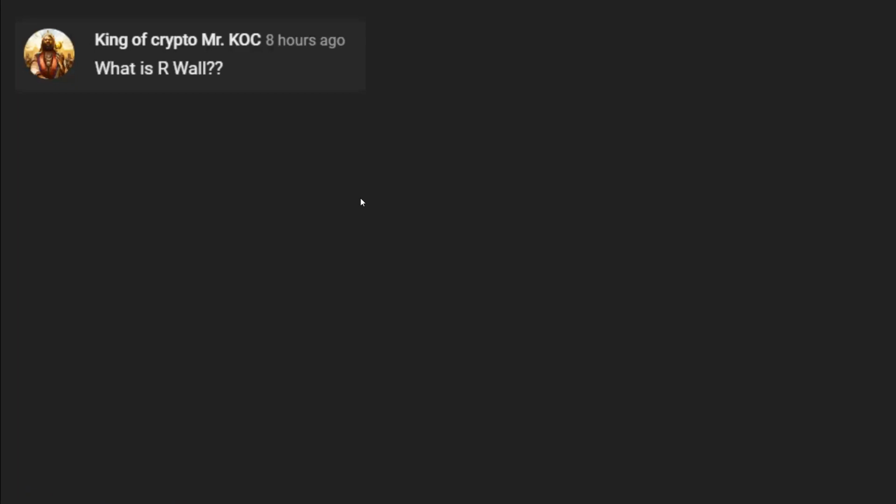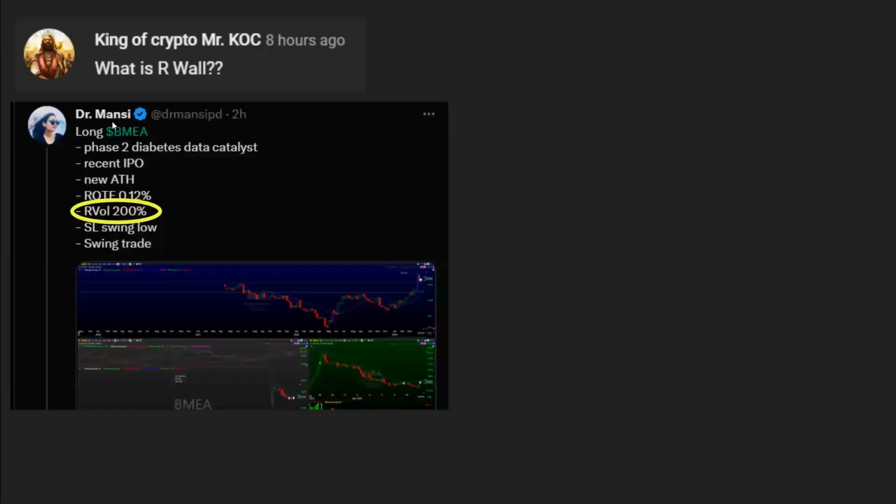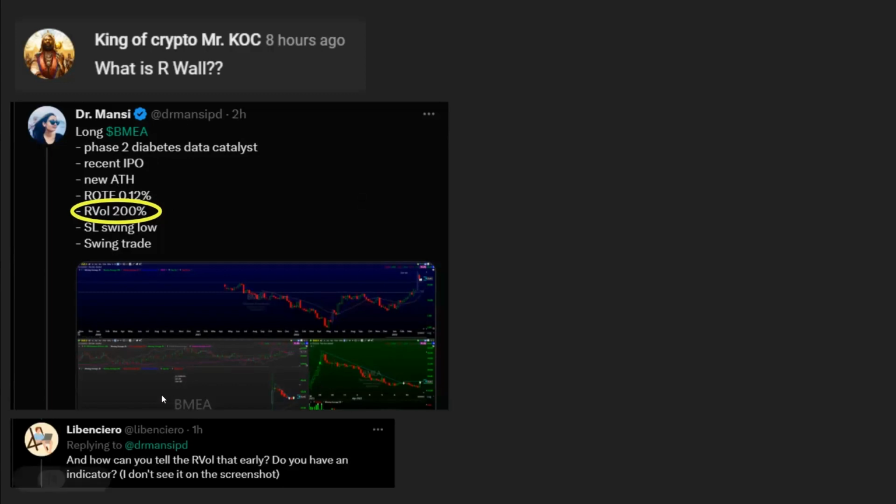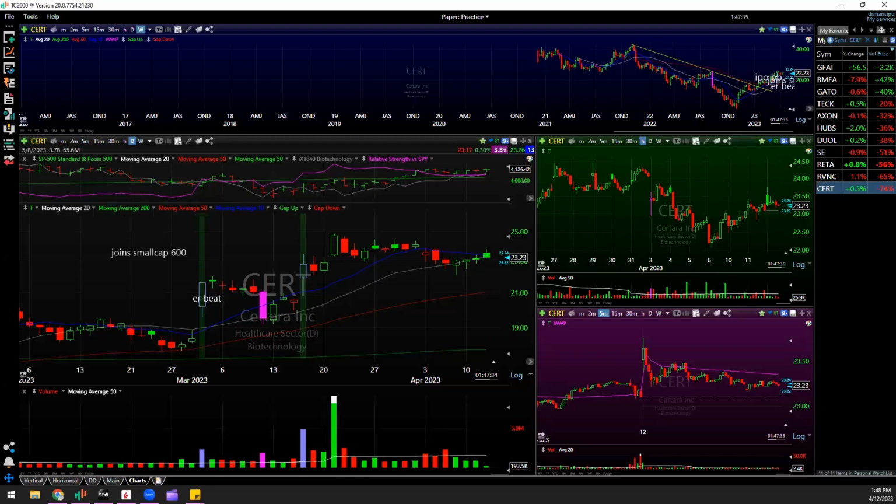Now, how do I use RVol? Usually, whenever I enter a stock, I'll always put in the RVol value at the time that I'm buying it in the tweets. And this seems to confuse a lot of people who understandably ask, how can you tell the RVol that early? Do you have an indicator? So how do I tell this RVol that early? It's by using the same volume buzz indicator.